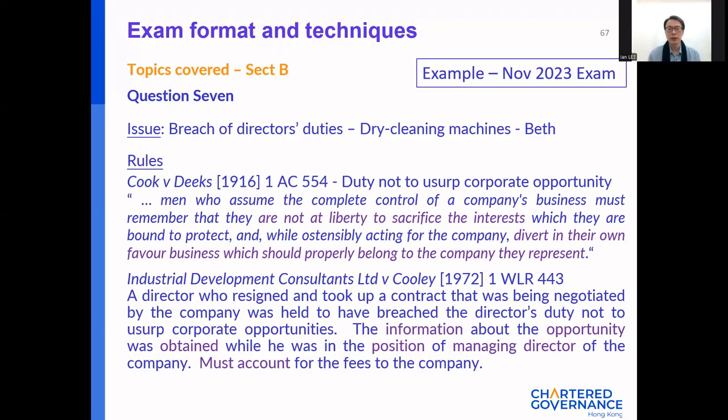So if there are opportunities available, existing, obviously you should let your company benefit from them rather than divert those opportunities in favor of your own company so that you yourself will benefit. There's also the famous IDC and Cooley case, the Industrial Development Consultants case. A director who resigned and took up a contract that was negotiated by a company was held to have breached the director's duty not to usurp corporate opportunities. The information about the opportunity was obtained while he was managing director of the company, so he must account for the fees to the company.